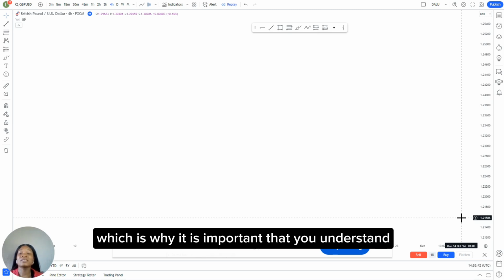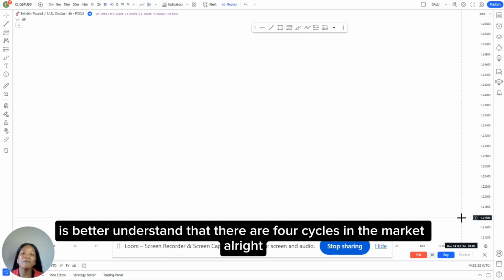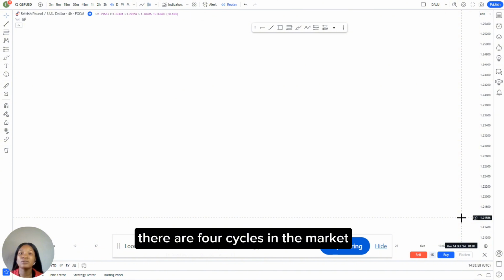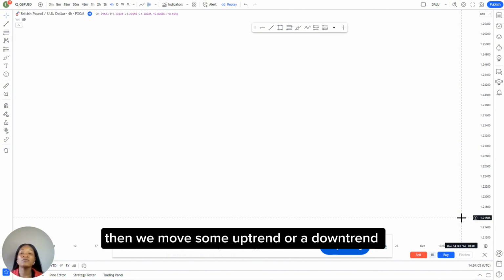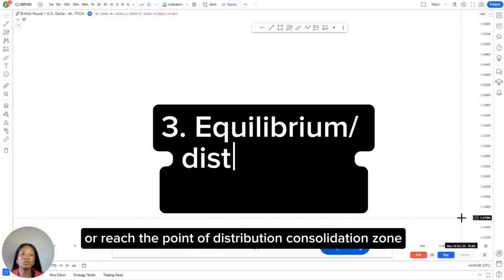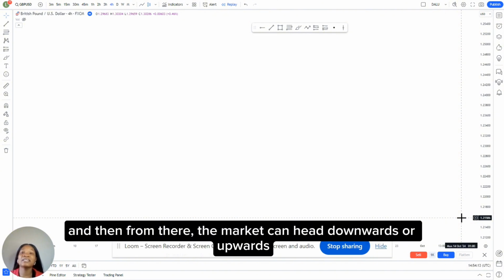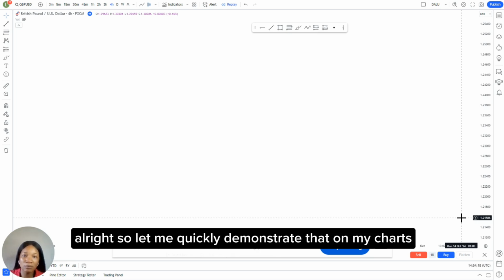All right, which is why it is important that you understand where the market is going to, where the market is coming from, even before you decide to place a trade. Now, to understand this better, understand that there are four cycles in the market. One, we have the accumulation stage, then we move to an uptrend or a downtrend, and then we reach the point of equilibrium, or we reach the point of distribution, consolidation zone, and then from there the market can now head downwards or upwards. All right, so let me quickly illustrate that on my chart.